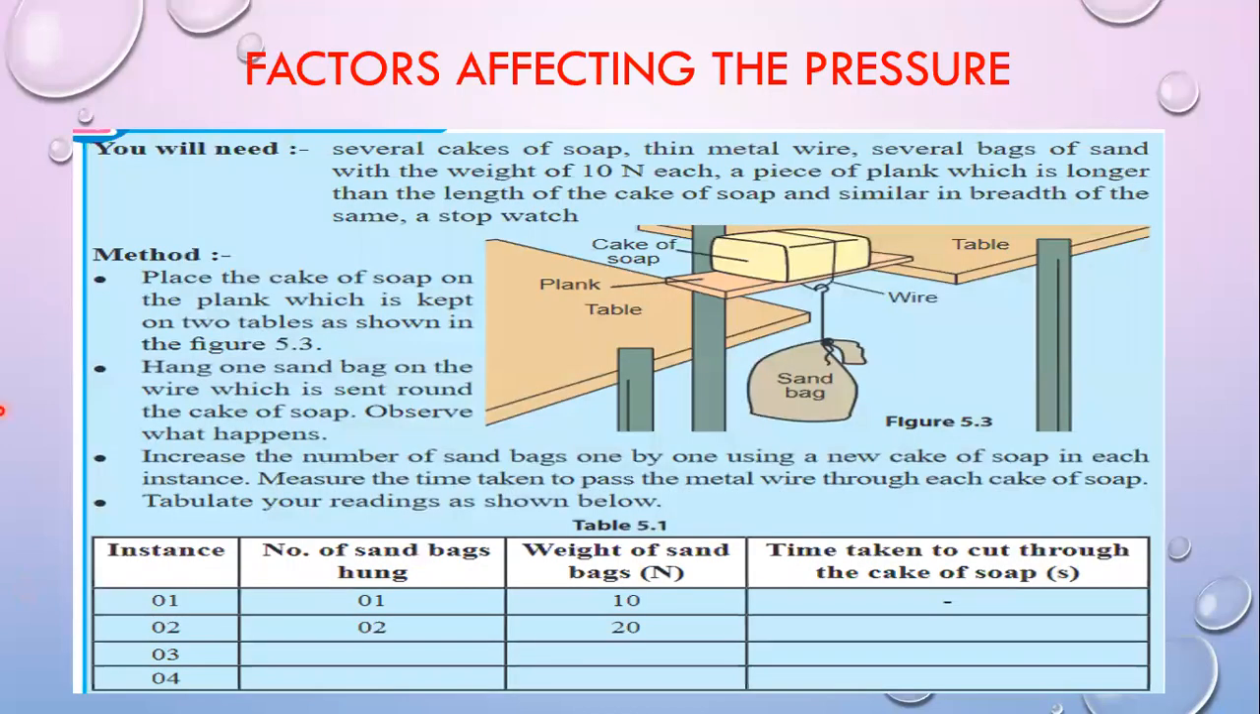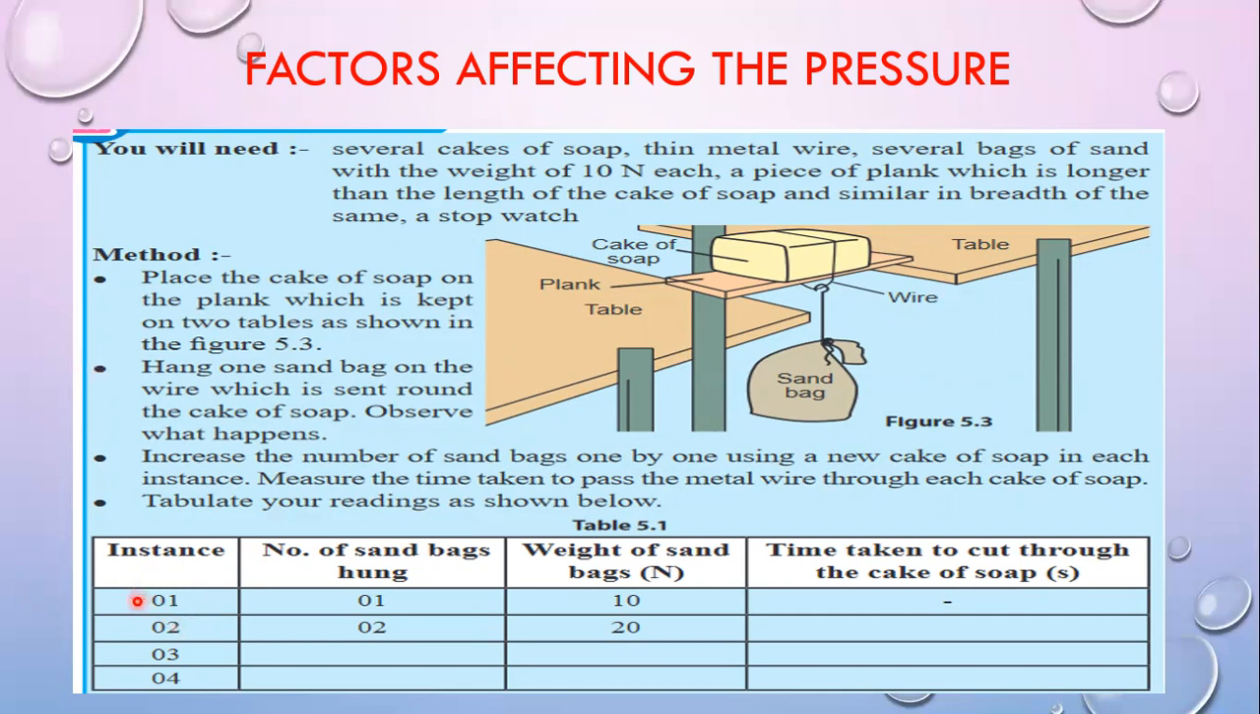Factors affecting the pressure. Here you can see an activity in your textbook. In this activity, you should place a cake of soap on the plank, which is kept on two tables as shown in the figure. Hang one sandbag on the wire with the center on the cake of soap. Increase the number of sandbags one by one using a new cake of soap in each instance. Measure the time taken to pass the metal wire through the cake of soap.